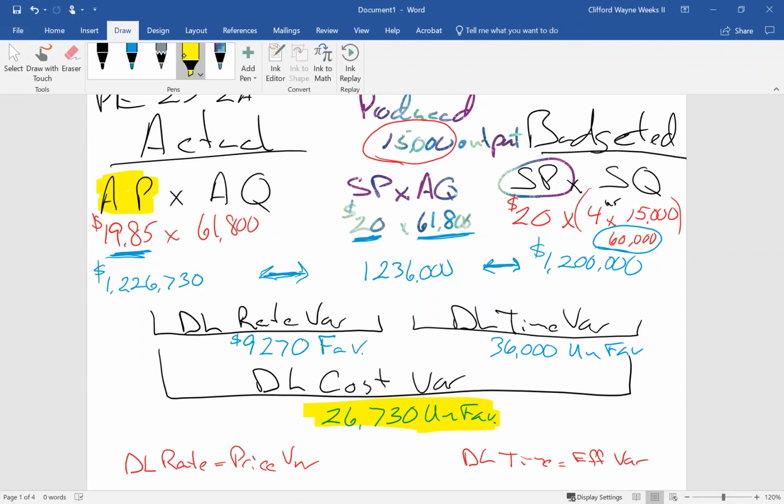And so whether you're doing direct materials or direct labor, the calculation of these three variances is identical. The reason is that they are variable costs. Direct materials is a variable cost and direct labor is a variable cost.